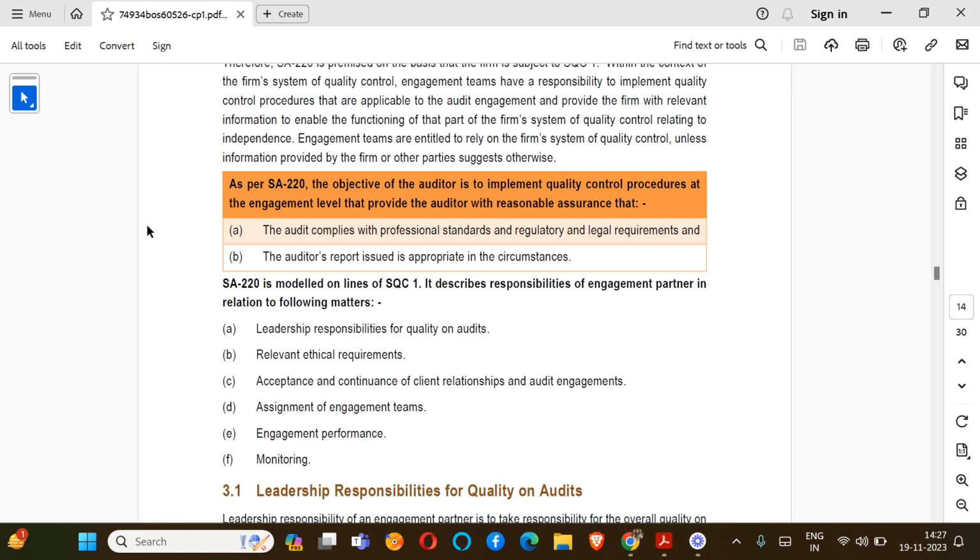So basically, when we start with SA 220, we need to understand what exactly the auditor's objective is. The objective of the auditor is to implement quality control procedures at engagement level, which means at a particular client level, at a particular audit level, that provide the auditor with reasonable assurance, because an auditor can never give absolute assurance, of course. So reasonable assurance that the audit complies with professional standards and regulatory and legal requirements, which are the PRL requirements, and the auditor's report issued is appropriate in the circumstances.